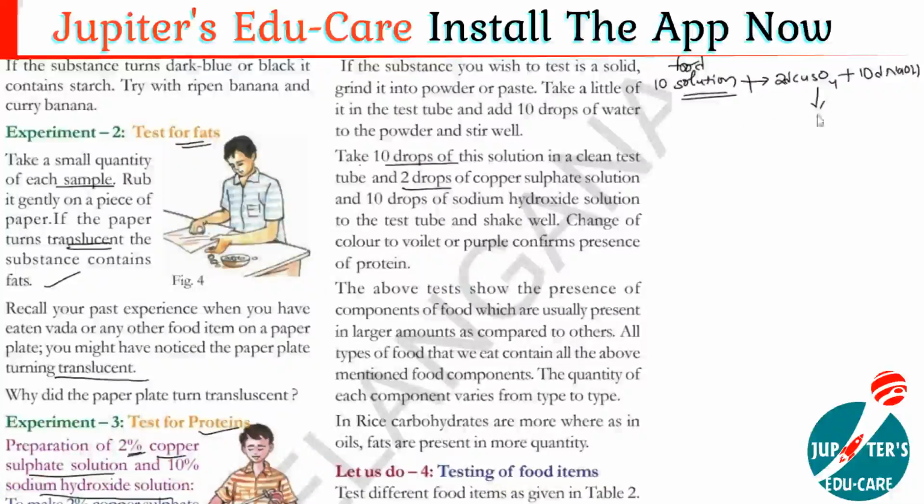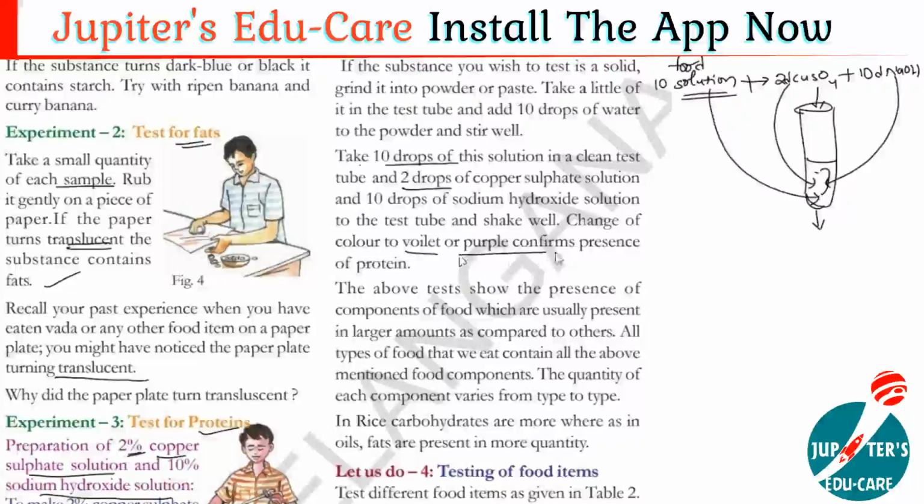What is the change here? In total, we need to take all of this in a test tube: food solution, copper sulfate solution, sodium hydroxide solution. Then you can find a change. Some change takes place inside the test tube. The solution slowly turns into violet or purple color. This violet or purple color indicates that the food we are testing contains proteins. This violet color indicates the presence of proteins.